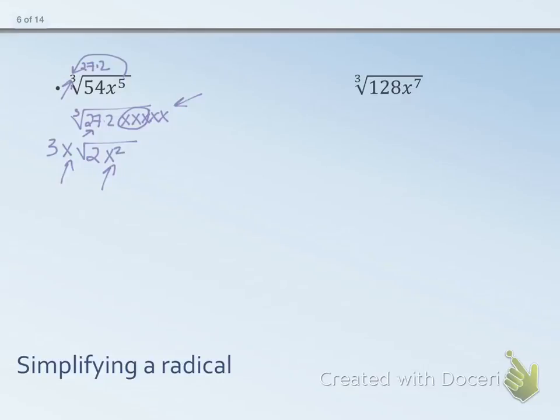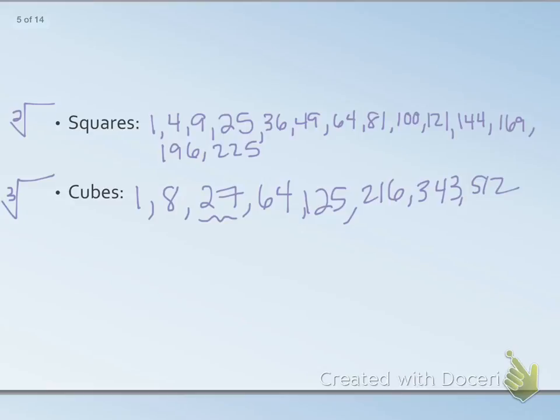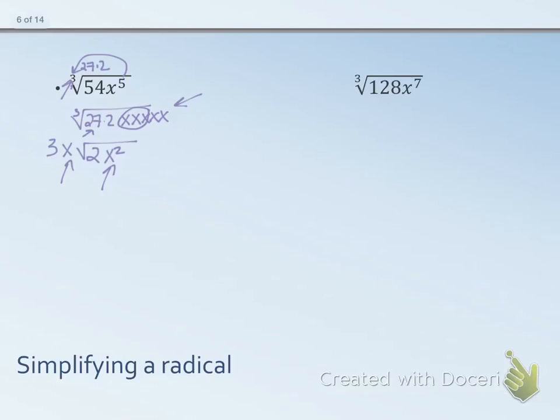Okay, so if I move over here, the cube root of 128, there's nothing that when I cube it gets me 128 super pretty. So I go back and figure out which one of these 128 can be divided by. And we're doing cube root again, so I need to make sure I'm looking at my cubes. Okay, so 64 times 2, 64 times 2 gets me 128. So I have 64 times 2, and then I have 7 x's.